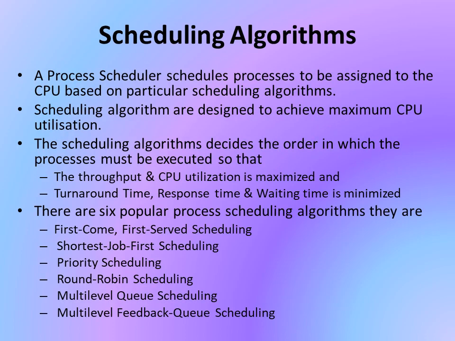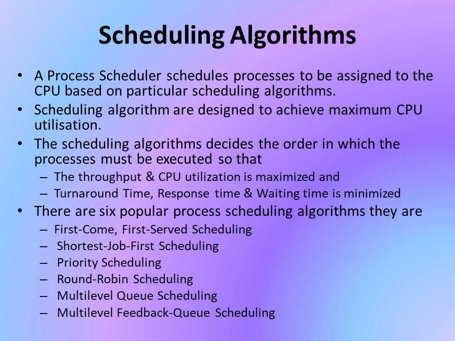Scheduling algorithms. A process scheduler selects the process to be assigned to the CPU based on a particular scheduling algorithm. These scheduling algorithms are designed to achieve maximum CPU utilization. The scheduling algorithm decides the order in which the processes must be executed so that the throughput and CPU utilization are maximized while turnaround time, response time, and waiting time are minimized. We have seen all these terms in our previous slide.